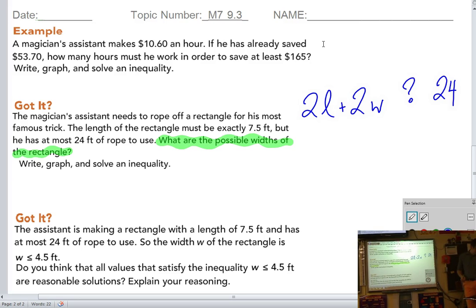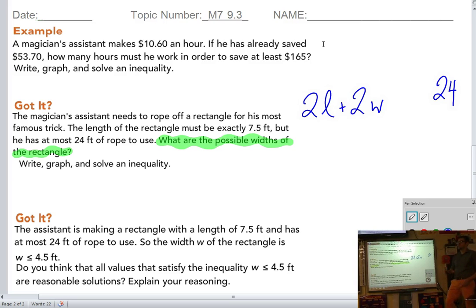So Izzy, when I start to think about this, what's the problem tell me that I can use? 24 feet of rope, so I set that up. So I've got 2 lengths and 2 widths. So my rectangle, right? 2 lengths, 2 widths. How will that compare to the 24? What inequality symbol would relate these things?